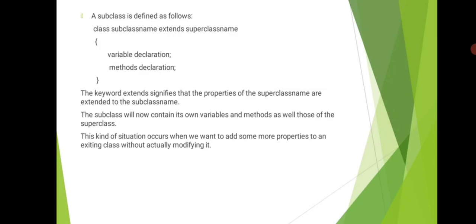Okay, so next, how to declare a derived class, that is, how to write a child class or a subclass. So what is the syntax, as you know the class definition. Now we study the definition of the subclass. The syntax here is class, subclass name, extends, superclass name. Inside that it has its own variable declarations and method declarations. The keyword extends signifies that the properties of the superclass are extended to the subclass.